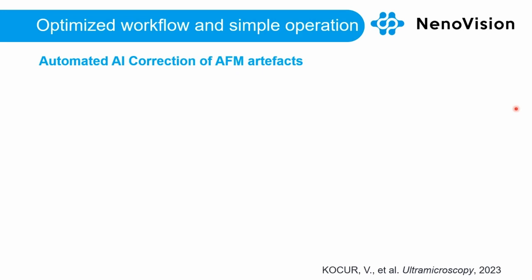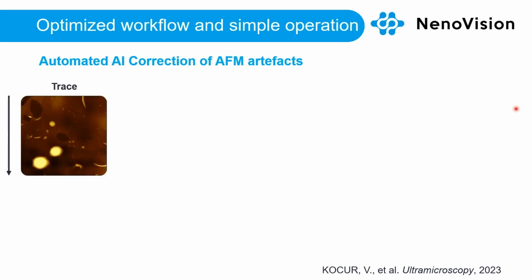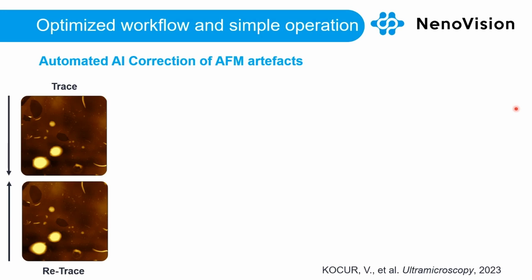As I have mentioned, we have also optimized the way we do data processing. As with any technique, AFM has some artifacts during the measurements, and I will show you how we implemented an AI solution to correct them. The way AFM is measured is that you measure back and forth with the AFM tip. So you get the so-called trace image, which is one direction. If you go in the other direction, you get a second image, which we call retrace.